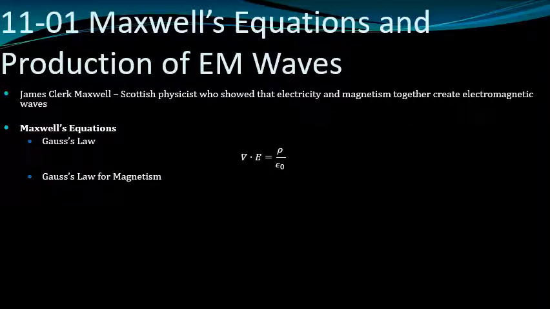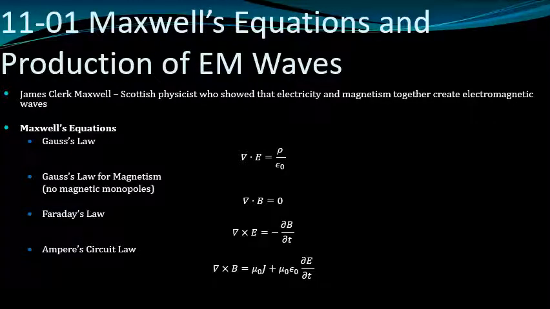First one's Gauss's law. And that upside down triangle is a del symbol. It's calculus. Gradient of electric field equals a couple constants. Anyway, here's the rest of them. And you can see with Gauss's law, we have Gauss's law for magnetism, which says that there are no magnetic monopoles. We have Faraday's law, Ampere's circuit law. No, we're not using them, but there they are just for your information.